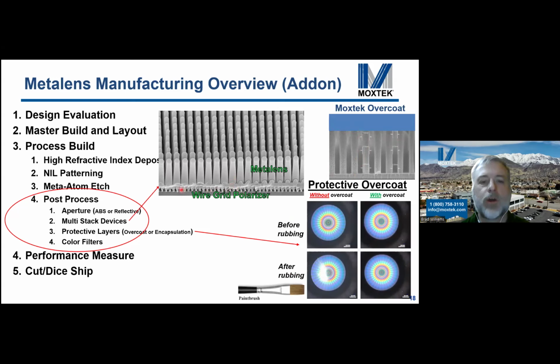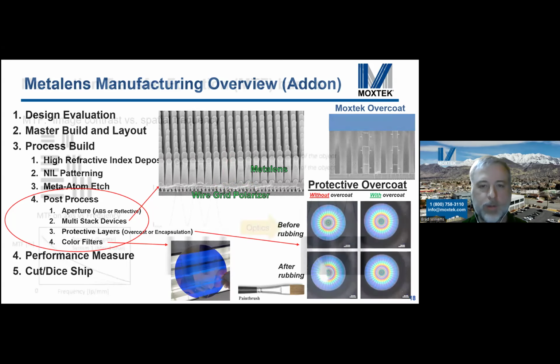This is a wire grid polarizer with a metalens stacked on top of it. One point to note is if these are stacked within the sub-wavelength range, they act like they're part of one device. But some people stack metalenses where they're separate devices, so they have independent functions. And then color filters, that's just another one we can throw on.